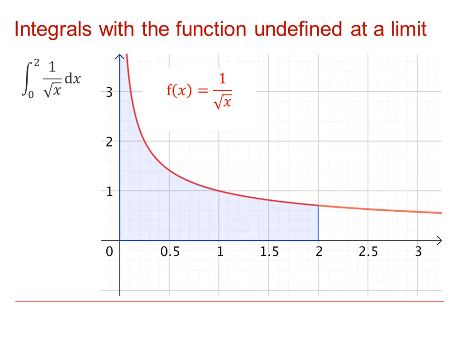Now we can see that the area there is increasing as we go closer to 0 at the bottom end, but we don't know, is that increasing indefinitely or does it converge to some value? And looking at the graph, that's difficult to tell, so we have to use the idea of a limiting process.